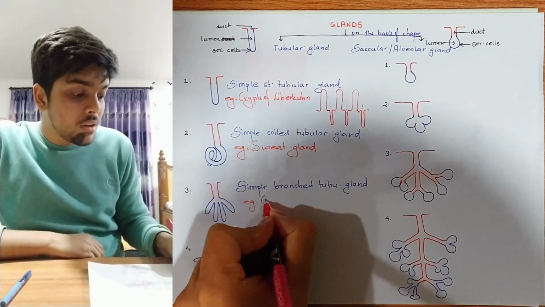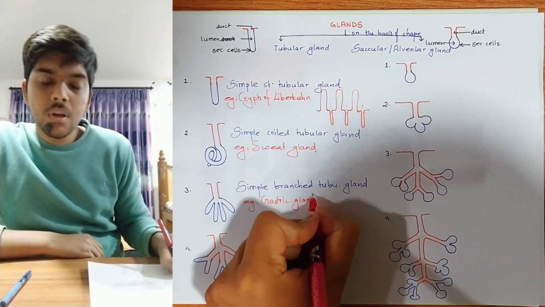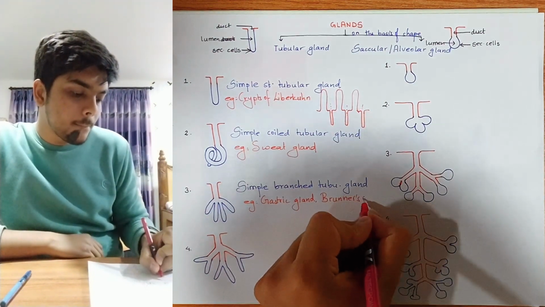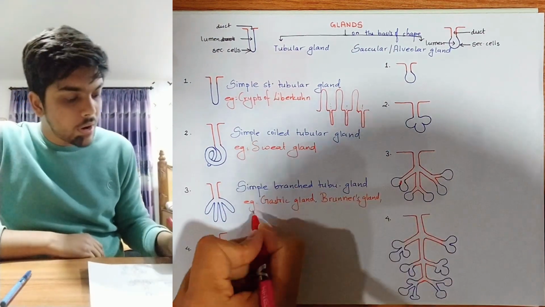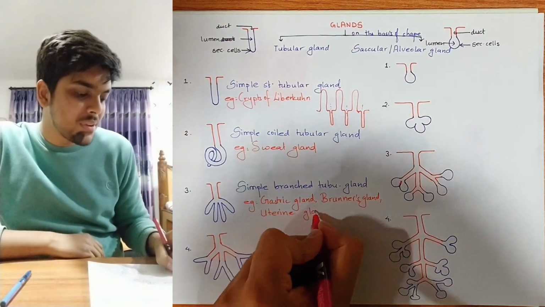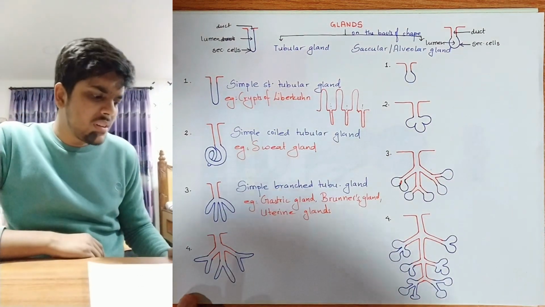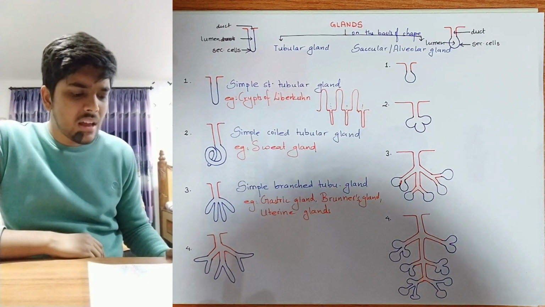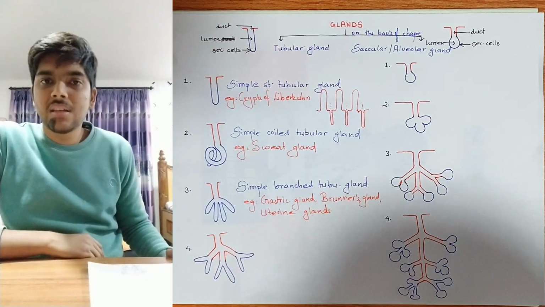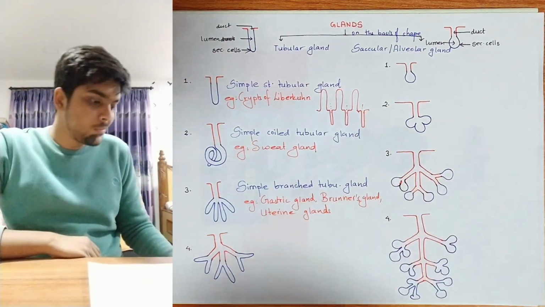Examples of which are your gastric glands, Brunner's gland, and uterine gland. Unfortunately, I can't do anything about these examples. I guess you have to learn them on your own. I have not necessarily seen these examples come up in any entrance examinations, but you never know. You can never trust them, can you?